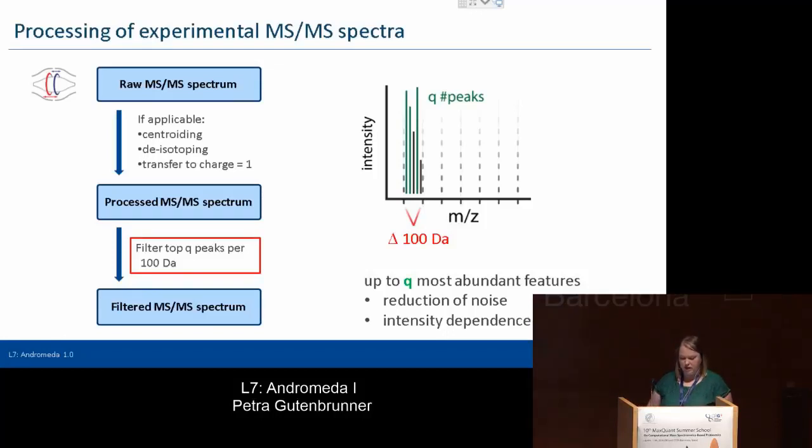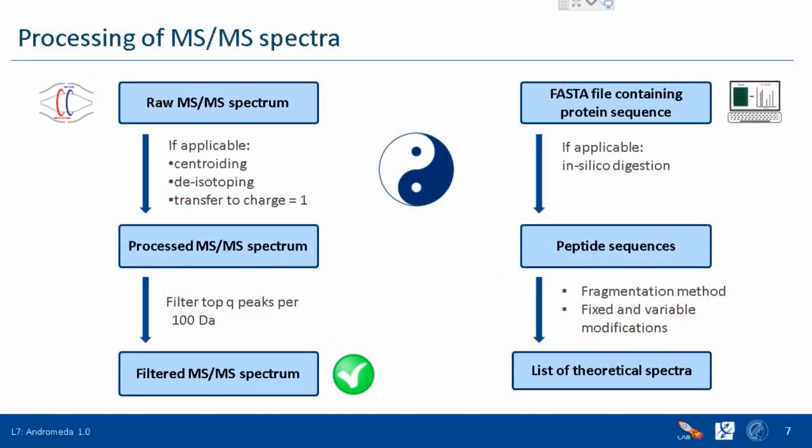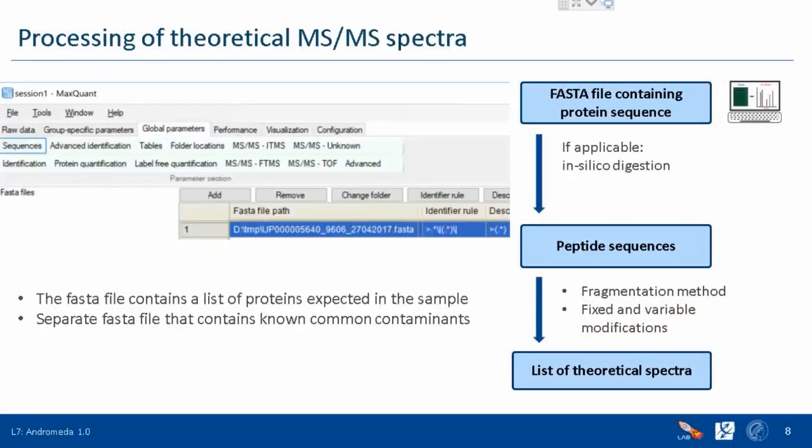So here we filter those, and at this step we're done with the first branch, so we have processed our experimental spectrum, and now we can move on to the second branch, where we generate the theoretical spectra. I will explain this now in detail. As I mentioned, the theoretical spectra are generated based on a protein database, and the protein database you select based on the peptides which you would expect in the sample which you want to analyze.